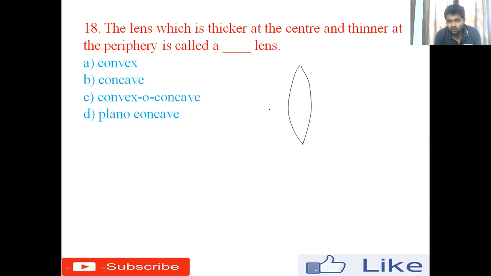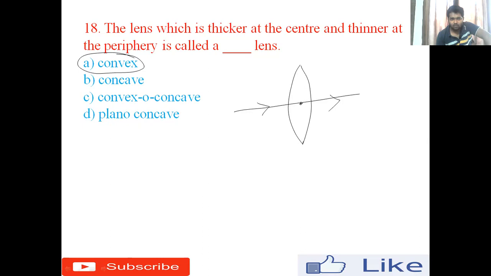You can see the convex lens, which is thinner at the edges and thicker at the bulge. In the middle part, it is bulged out. This is called the principal axis, and this is the optical center. The optical center is the center part of the lens, whether it is a convex lens or a concave lens. So the right answer for this question is option A, convex lens.